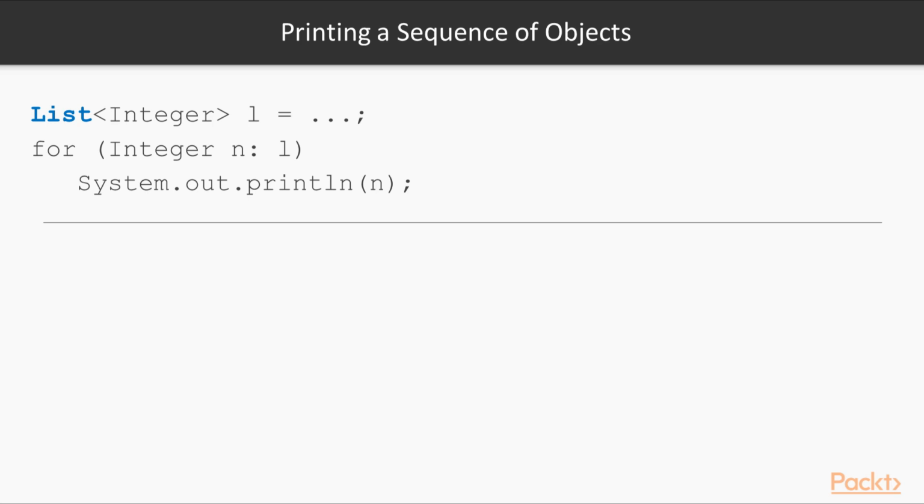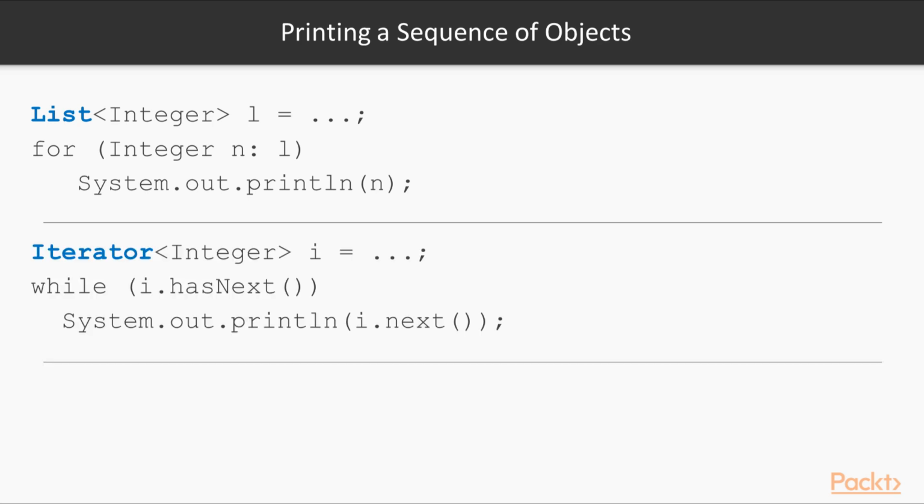Now, in order to understand internal iteration, let's start with a very simple example. Suppose we want to print every element in a sequence of objects. In the first case, our sequence of objects is represented by a list, just a simple list of integers. So how do we print every integer in the list? Well, we can use an enhanced for loop and print every integer n in the list.